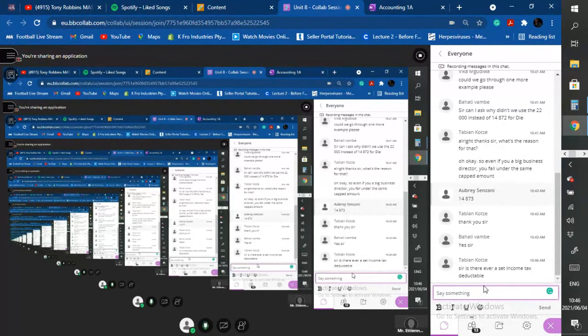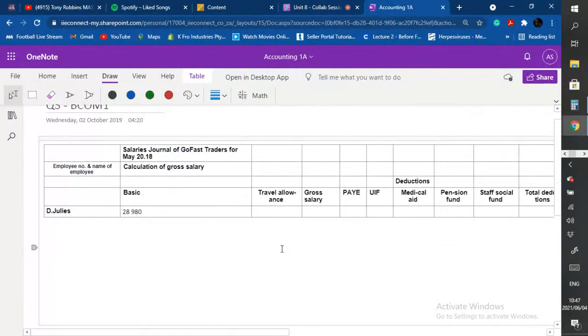Is income tax set, deductible? No. Remember, income tax is direct, so it would have to be based on how much you earn. What tax bracket do you fall under? It really comes down to what tax bracket you are in. So it can never be set. In other words, it can never be the same for everyone. I hope that answers your question there.